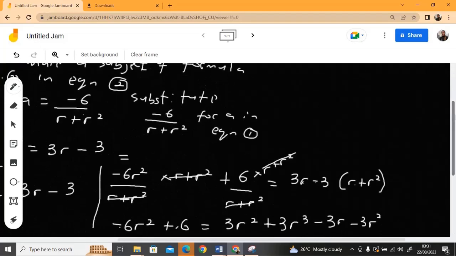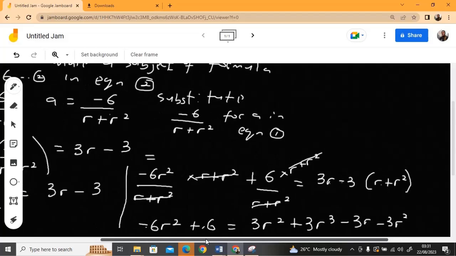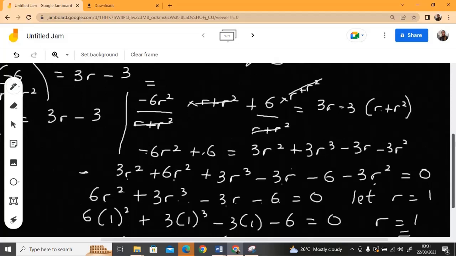Since my a, you can recall that this is the value for a. A is minus 6 over 1 plus r squared. When we substitute it here, this is the formula we got for a. So you can use that r now in this particular formula. Note how I got my r here.